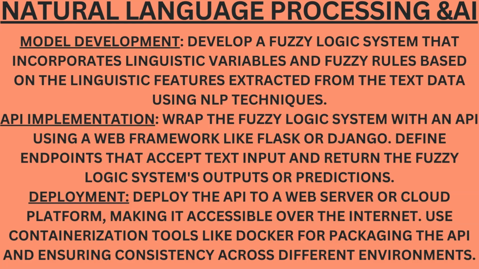API implementation. Wrap the fuzzy logic system with an API using a web framework like Flask or Django. Define endpoints that accept text input and return the fuzzy logic system's outputs or predictions. Deployment. Deploy the API to a web server or cloud platform, making it accessible over the internet. Use containerization tools like Docker for packaging the API and ensuring consistency across different environments.